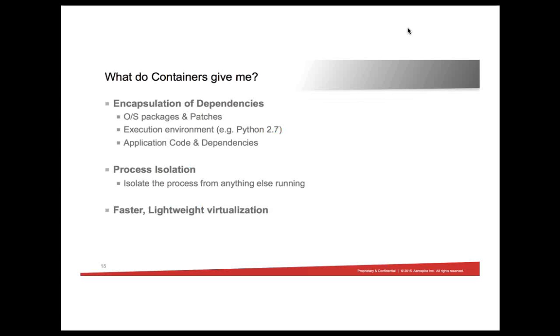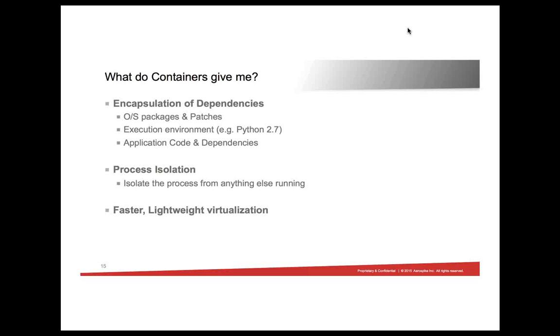So what do containers give you? Well, essentially encapsulation of dependencies. You can specify which version of Python you want to use, for example, and which OS packages you want to install. You can put your code and your code dependencies within that container. That gives you a nice envelope to stuff all these things in, and then you can pass that envelope from team to team or developer to developer, and they've got exactly the same bits, regardless of where that's deployed. The second thing containers give you is process isolation.